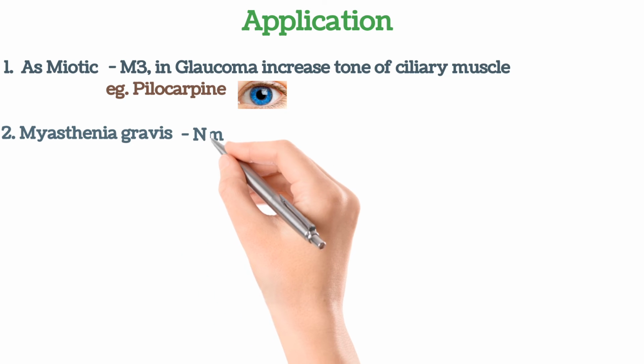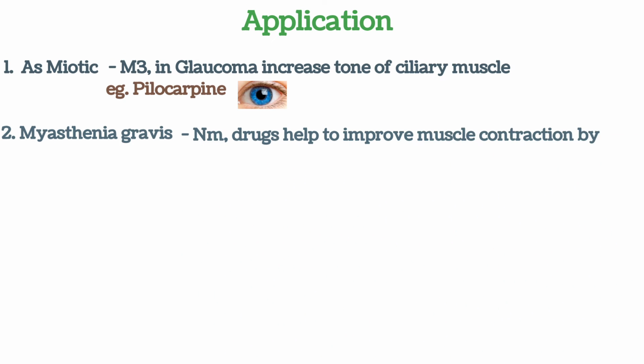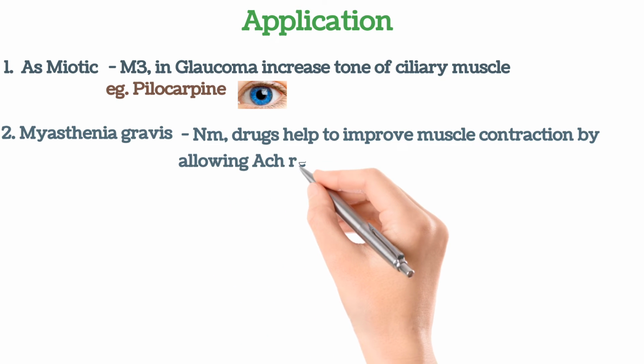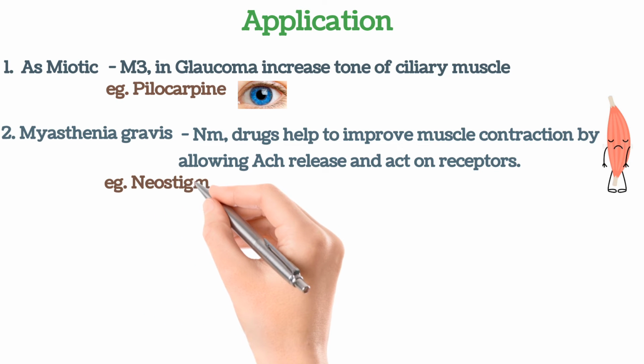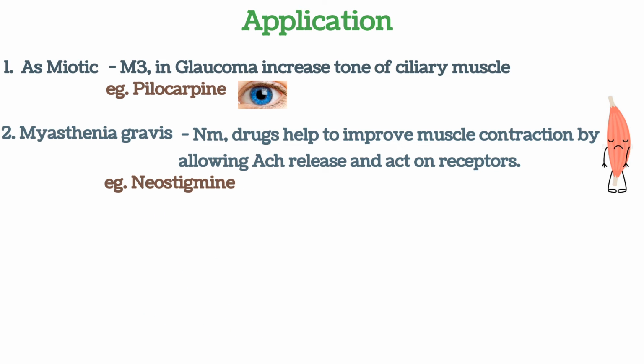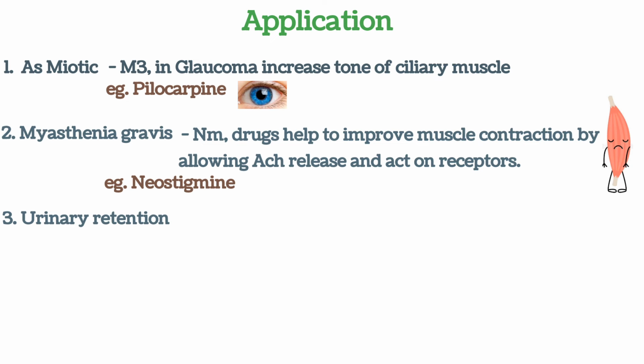Next is myasthenia gravis, which is a kind of skeletal muscle disorder. Through the NM receptor, this drug helps to improve muscle contraction by allowing ACh release and acting on receptors. So what this drug does is improve skeletal muscle contraction in myasthenia gravis. An example is neostigmine. Third, it helps to prevent urinary retention through the M3 receptor.